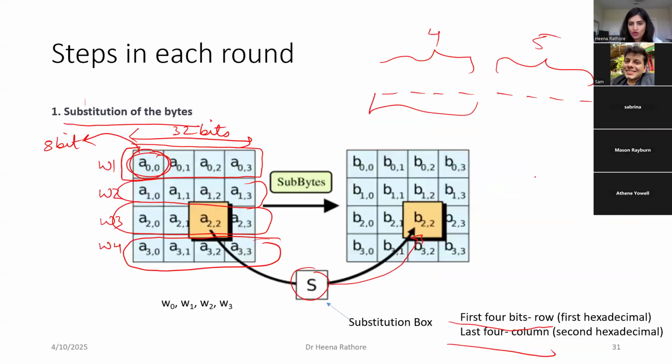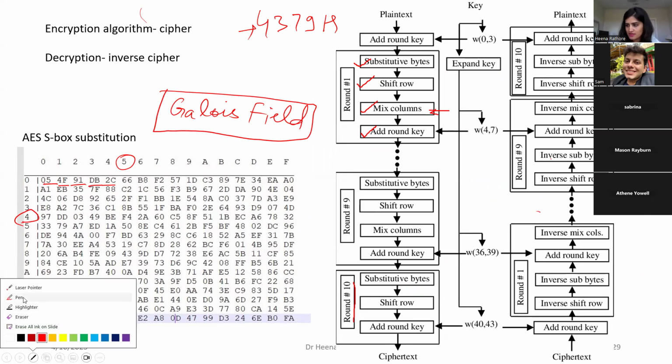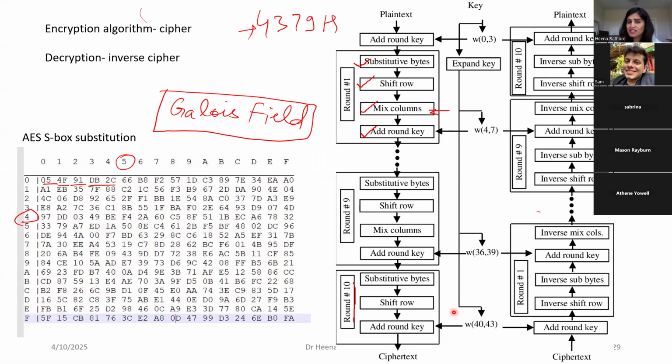So in each of these rounds, 4 of these operations happen: substitute bytes, shift row, mix column, and add round key. And in the last round, mix column doesn't happen. So I believe this has given you enough understanding of what exactly happens in AES.